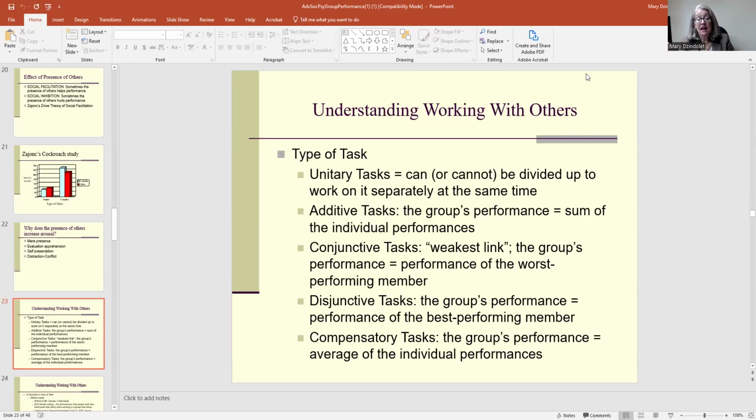One is a unitary task. There are some tasks that cannot be divided up. It can't be that people work on it separately at the same time. So these are unitary tasks, where the whole group has to work together in order to get this done all at the same time.